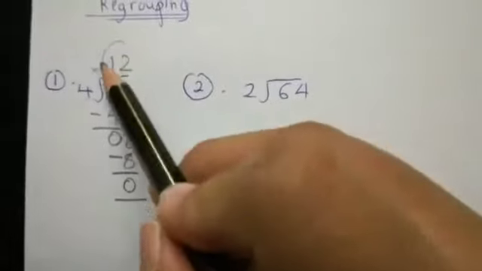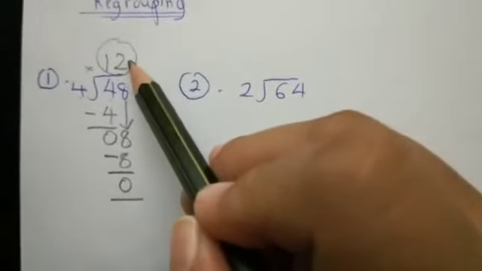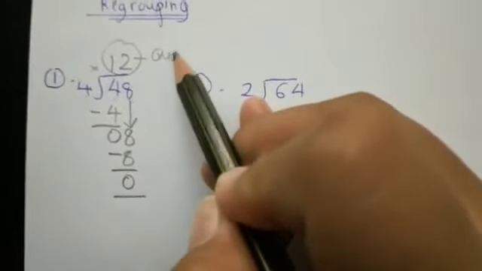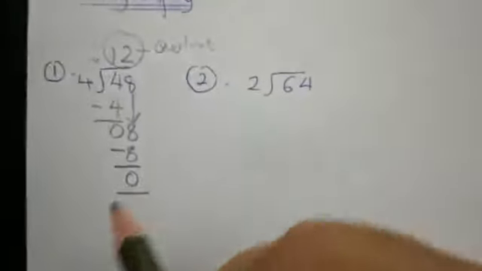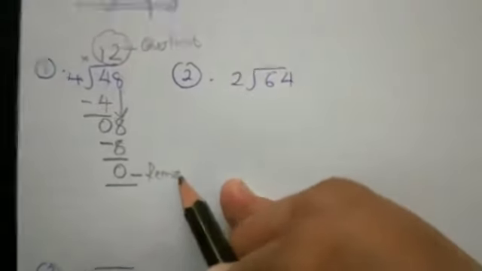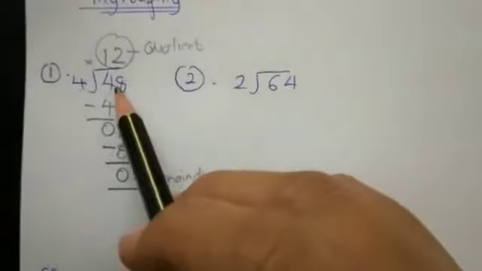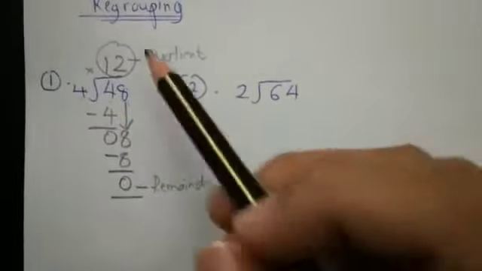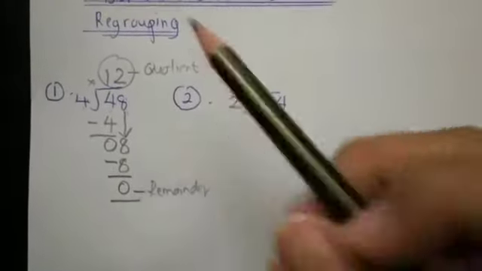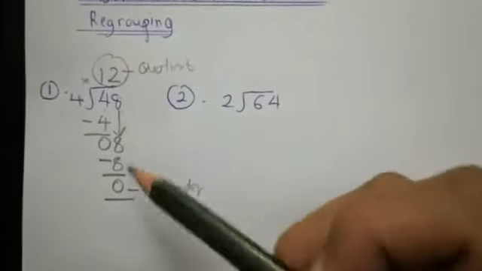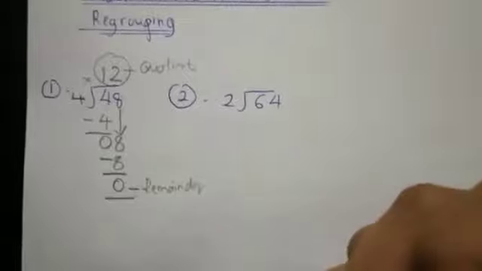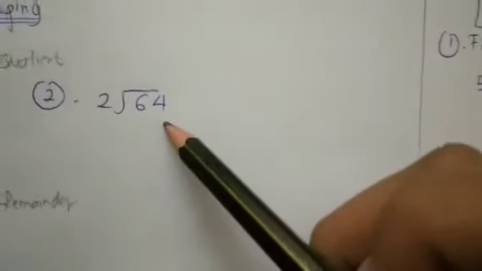Do you remember what is the term for 12 here? It is called the quotient. And here, the 0 is called the remainder. So when you divide 48 by 4, the answer is 12 with 0 remainder. So here we divide without remainder and regrouping. No remainder here. Now let's look at the second question.